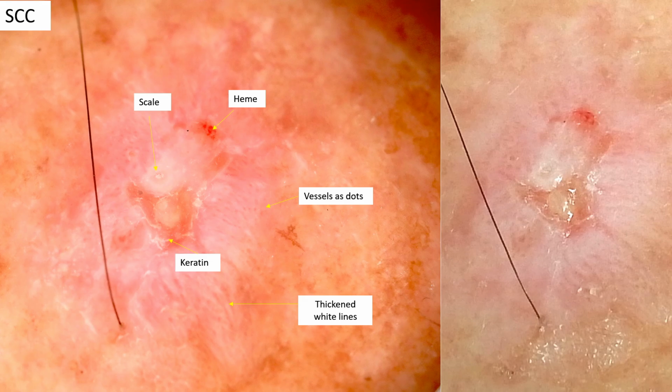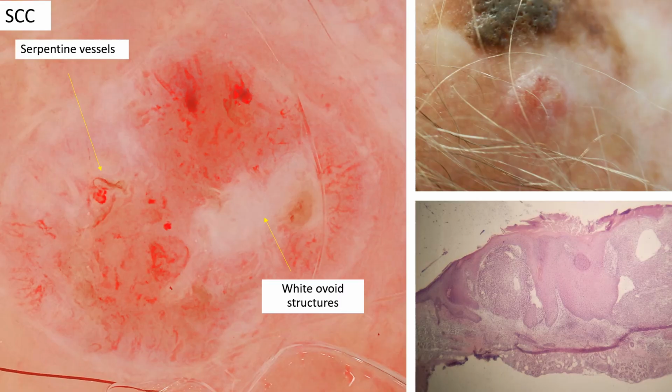Another squamous cell carcinoma characterized dermoscopically by vessels as dots, keratin, scale, and these thickened white lines. In this superficial squamous cell carcinoma, we can see these white ovoid structures and some serpentine vessels. The histologic image was taken with the CASIO camera.